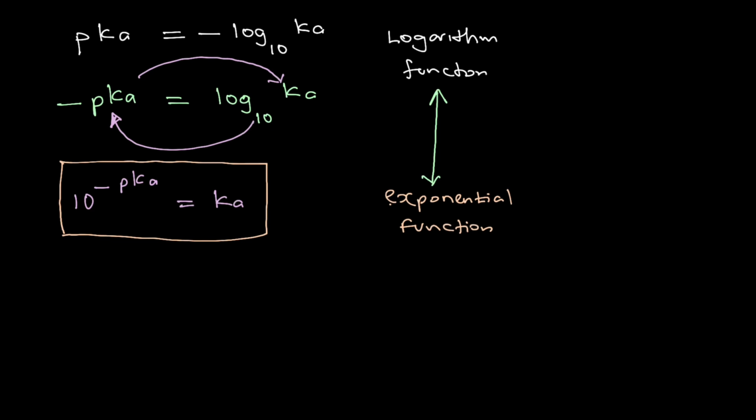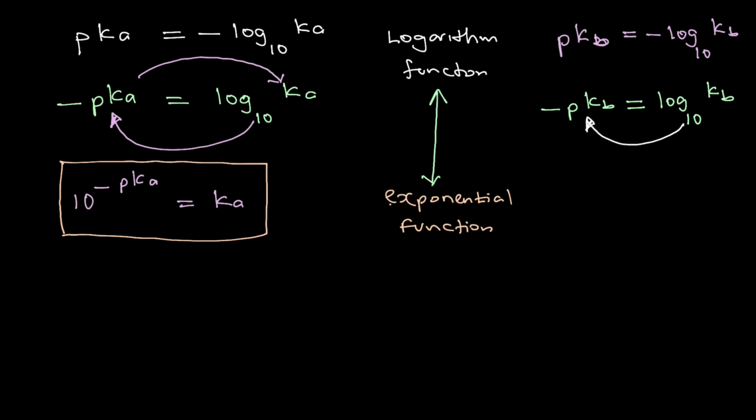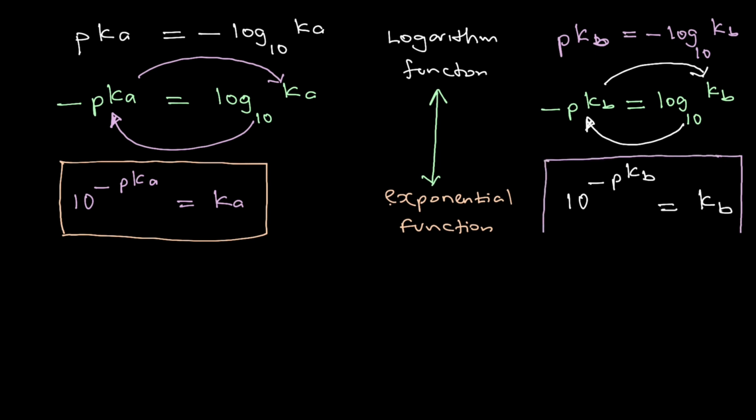What about pKb? pKb for the base is equal to minus log base 10 Kb value. Again, we need to multiply both sides by minus 1: minus pKb equals log base 10 Kb. Now we need to raise 10 to the power minus pKb, and the answer equals Kb. We get 10 to the power minus pKb equals Kb. That's how you find Kb from pKb.